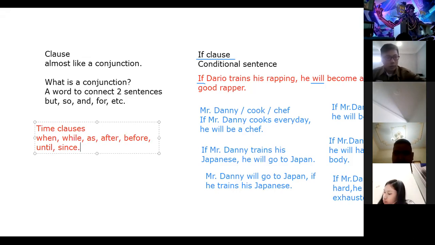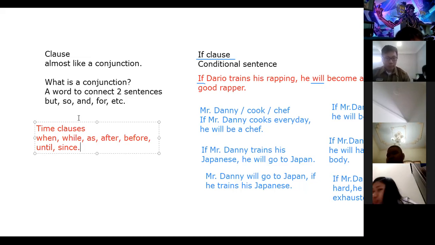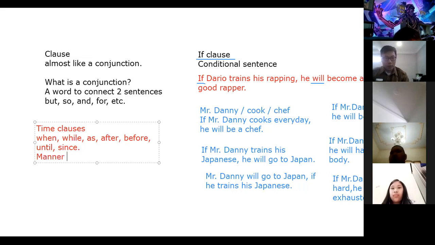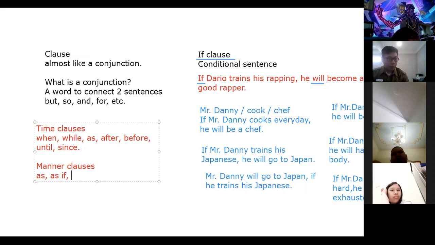May Dario translate into Indonesian? Okay, go ahead. What does "as" mean? As, seperti. Okay, there's also another one, the manner clauses. I'm gonna just put it like that. You can use as if, as though, and there are several more.